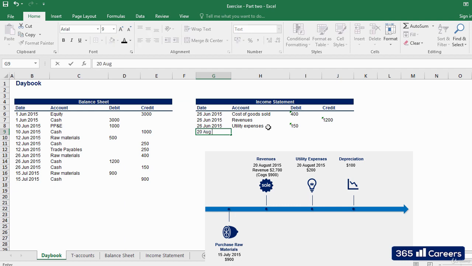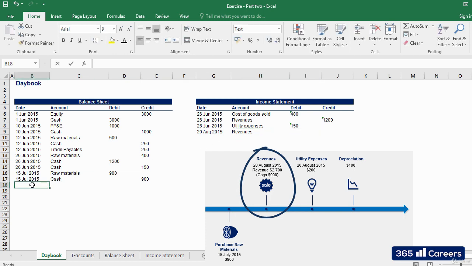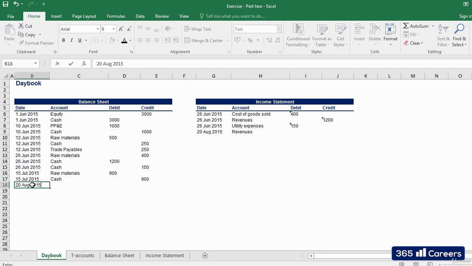By the 20th of August, the two friends were able to make sales of $2,700. Let's make the necessary entries in our daybook. Revenues are directly tied to a firm's income, right? Income is tied to a firm's equity. When liabilities and equity increase, we have a credit. Following this logic, we can conclude that when revenues increase, we will have a credit. Let's write the increase of revenues on the credit side.